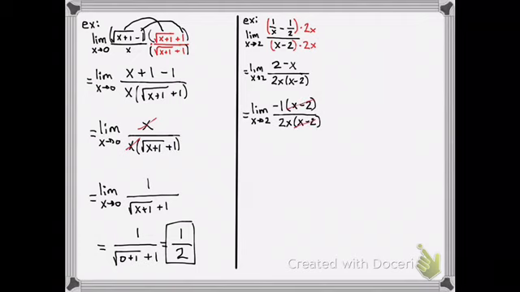My x minus 2's cross out, and I'm allowed to do that even though it changes the function. We talked about that earlier. And so that's going to leave me with the limit as x approaches 2 of -1 over 2x, and now I can plug in 2, and I get -1/4.